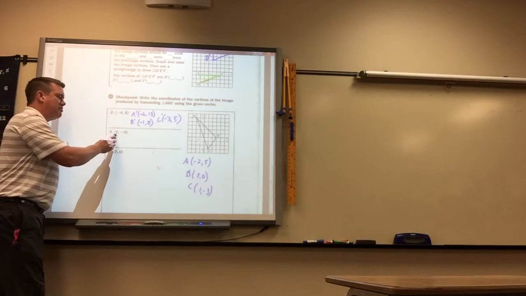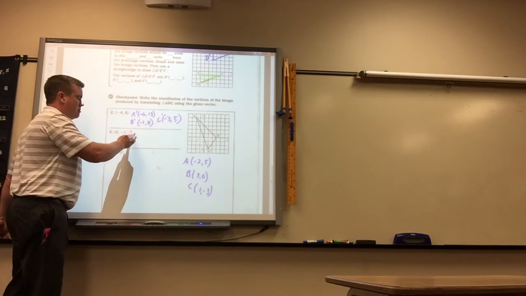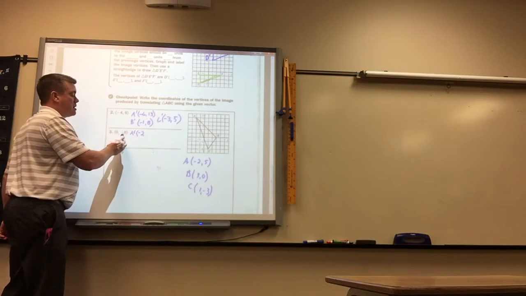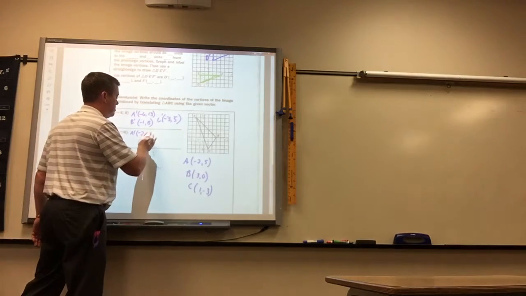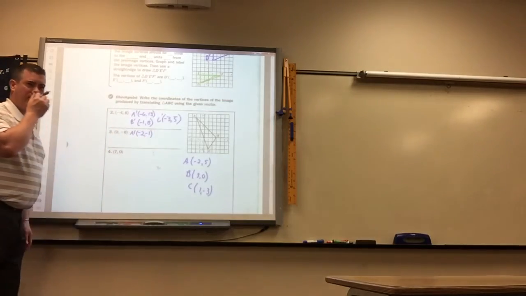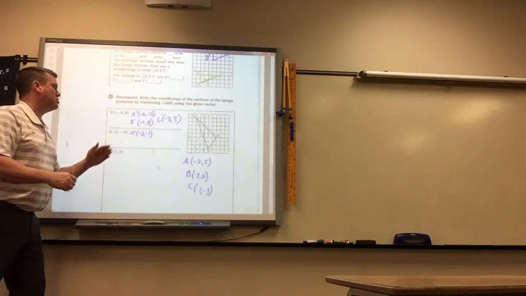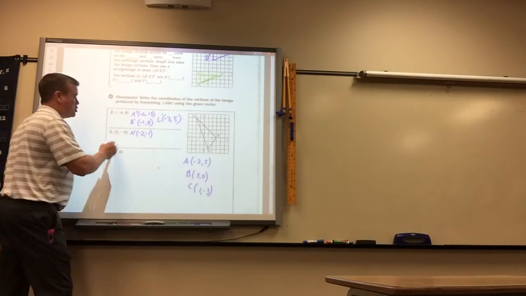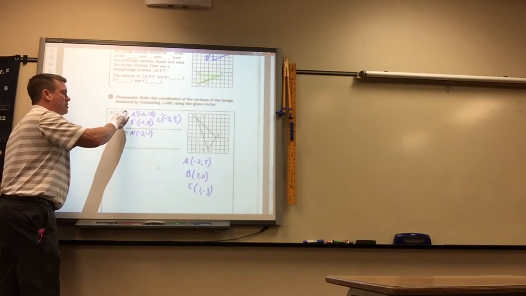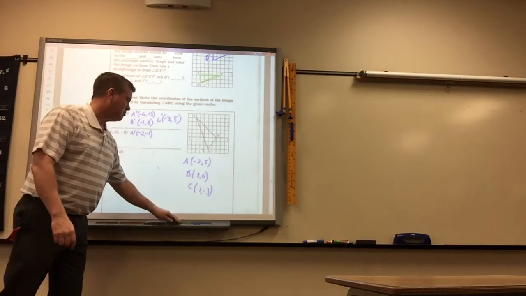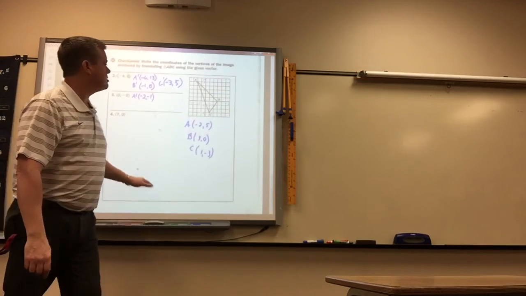So here you just have to add 0 to the x. So A prime would be negative 2, and subtract 6 from the y. Okay? So make sure when you're drawing a coordinate or writing a coordinate, it's the rounded parentheses. When you're doing directions, you gotta put the less than and greater than signs. That's it.